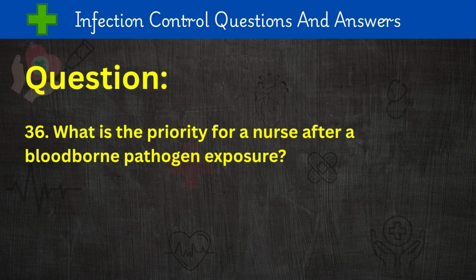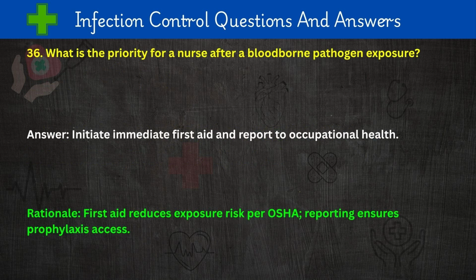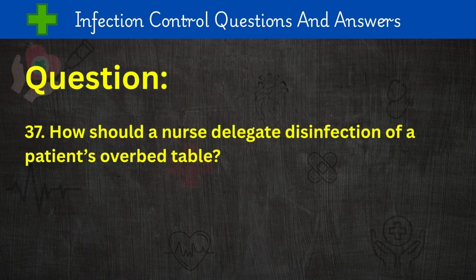36. What is the priority for a nurse after a bloodborne pathogen exposure? Answer: initiate immediate first aid and report to occupational health. Rationale: first aid reduces exposure risk per OSHA. Reporting ensures prophylaxis access.